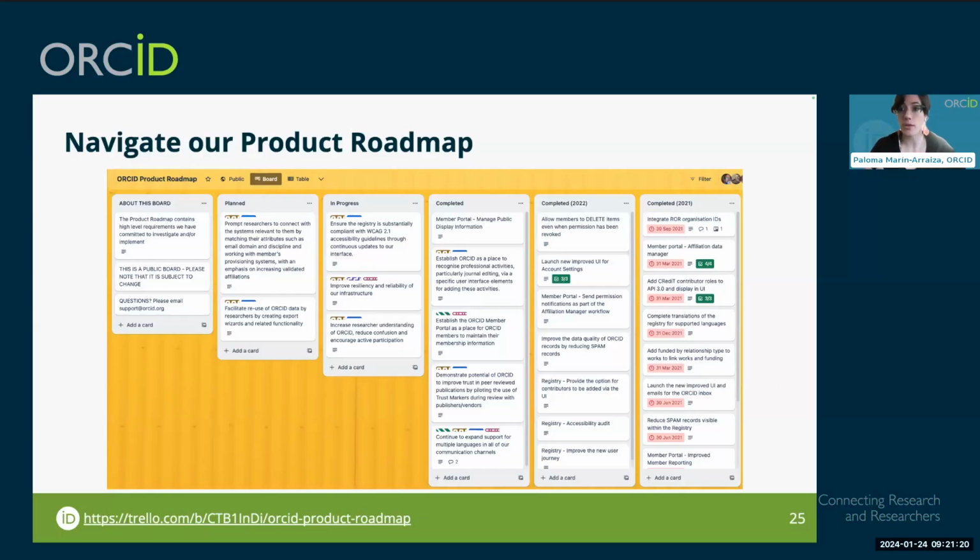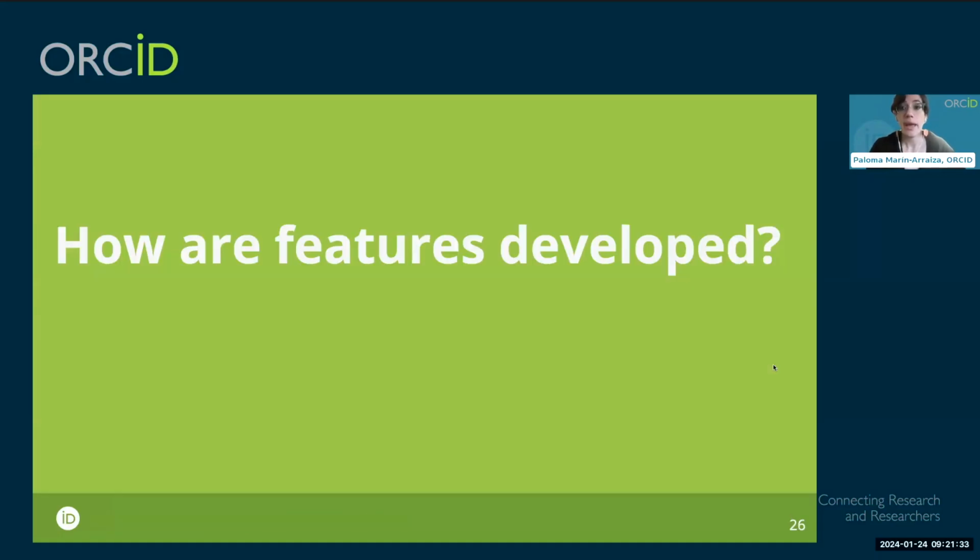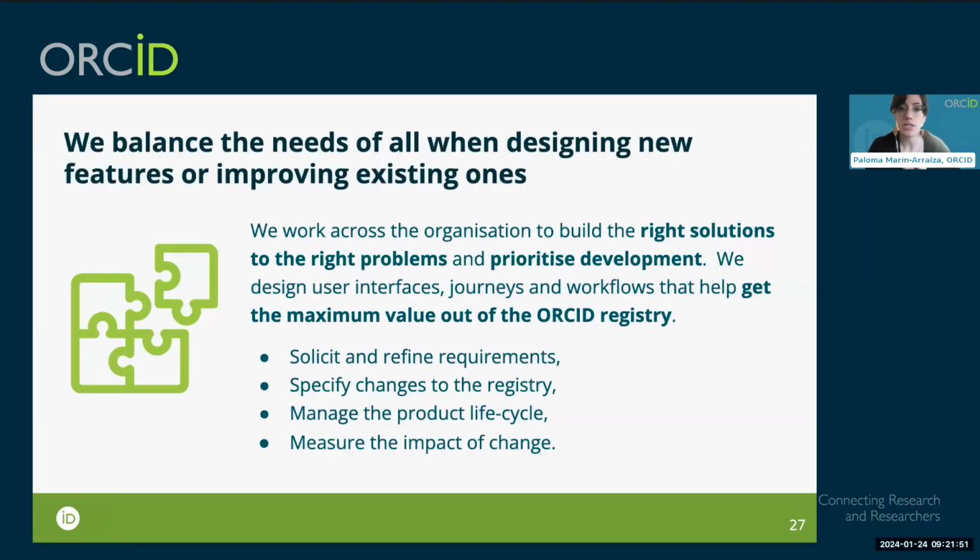You can always check the product roadmap. We use Trello, and here you can see what is planned, what is in progress, and what is completed, so that you can have an overview of what ORCID is planning for the community. And it is also important to consider how all those features are developed, because sometimes we might have requests and feedback from the community, how we actually develop those features and how we prioritize the different aspects in order for them to be included into the product.